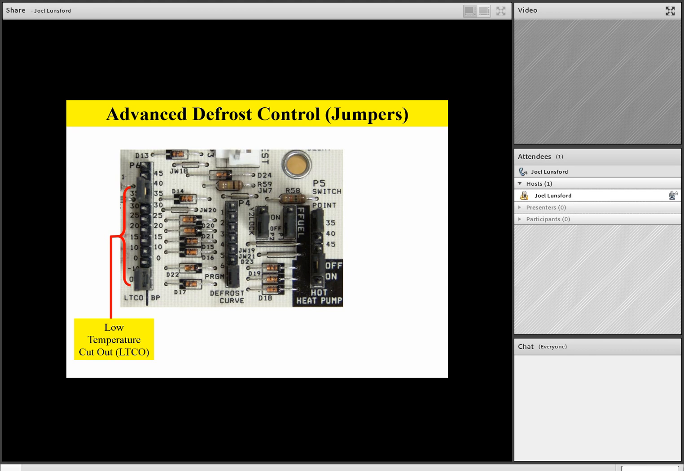And so we notice that there's a temperature range from minus 10 degrees all the way up to 45 degrees along those temperature selections. So the low temperature cutout will always be the lower jumper. The lower jumper is your low temperature cutout. So if you move that low temperature cutout, for instance, up to the 0 degree position, what that means is that the compressor will not run below 0 degrees temperature outside in the heat pump mode of operation.